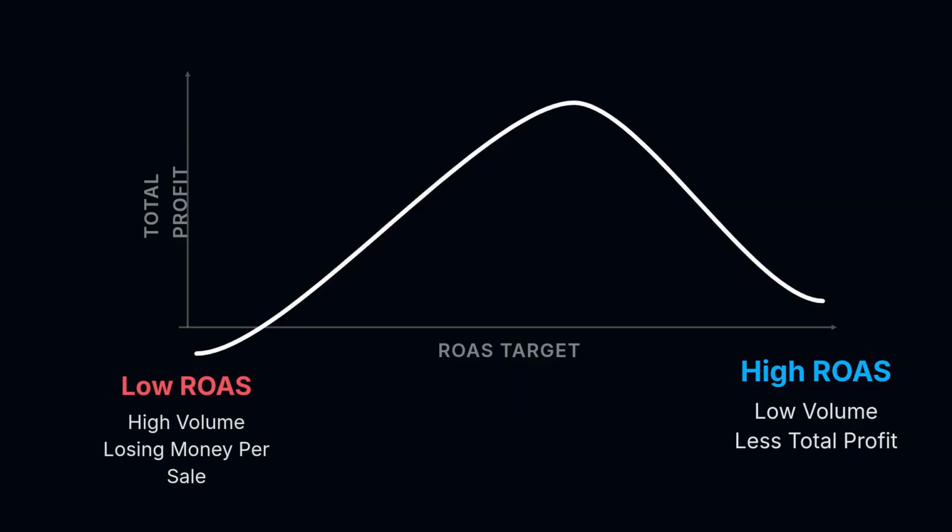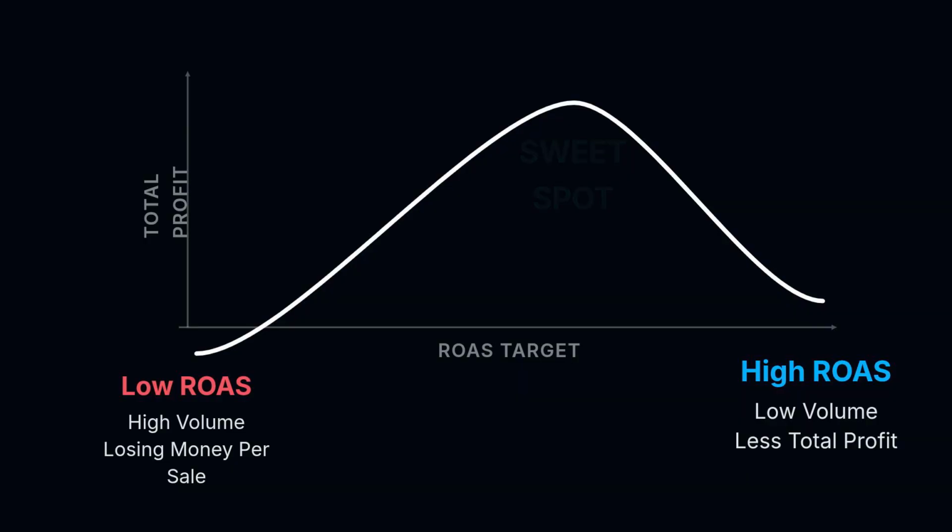Flip it the other way. Set your target too low and Google will bid more aggressively. You'll get more traffic, more sales, more revenue, but each sale comes at a cost more than it should. And if you go below break even, you're literally losing money the more you sell. So the sweet spot is somewhere in the middle, the ROAS target that maximizes your total profit. Not the highest ROAS, not the most volume, the combination that puts the most actual dollars in your pocket.